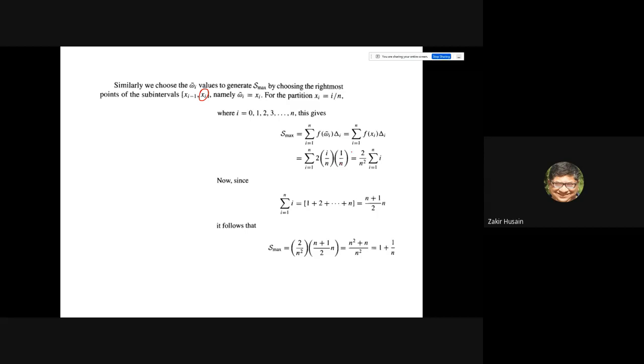Now we substitute this xi in place of omega, right? And xi is given by I by n. In the previous case, it was I minus 1 by n. Here it is I by n. So again, we can take out the 2 and the n squared, and we simply have the summation of I, which is 1, 2, 3, and so on, up till n.